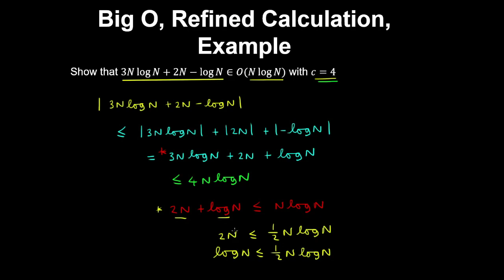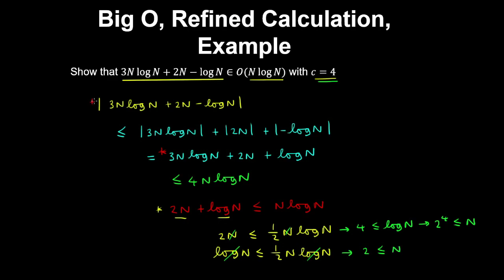So doing a bit of algebra, we can cancel n here and multiply through by 2. So we get 4 is less than or equal to log n. And taking 2 to the power of both sides, we get 2 to the 4 is less than or equal to n. Now for the second inequality, we can cancel out log n and multiply through by 2, which gives 2 is less than or equal to n.